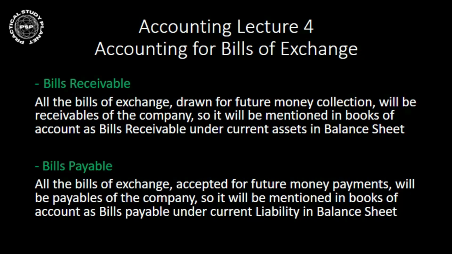Bills receivable. All the bills of exchange drawn for future money collection will be receivable of the company. So it will be mentioned in the books of accounts as a bill receivable under current assets in the balance sheet. Bills payable. All the bills of exchange accepted for future money payments will be payables of the company. So it will be mentioned in the books of account as bills payable under current liabilities in the balance sheet.